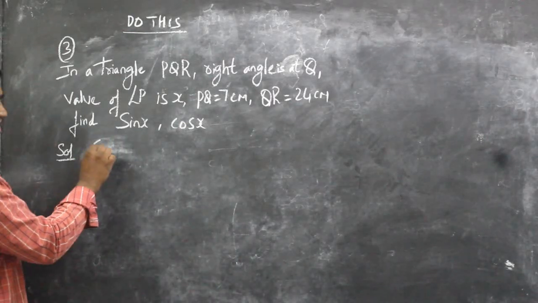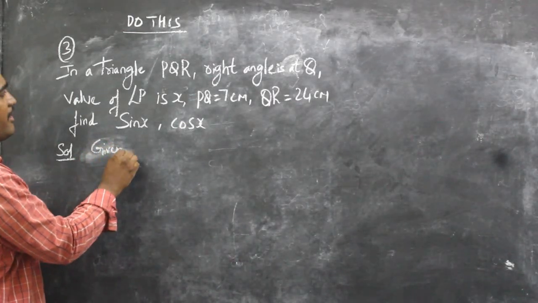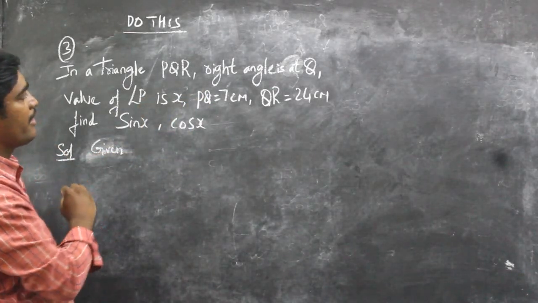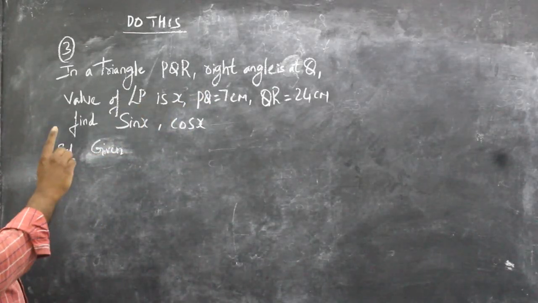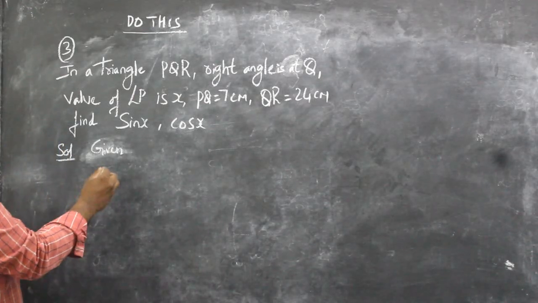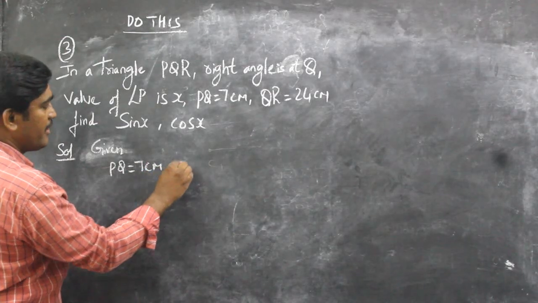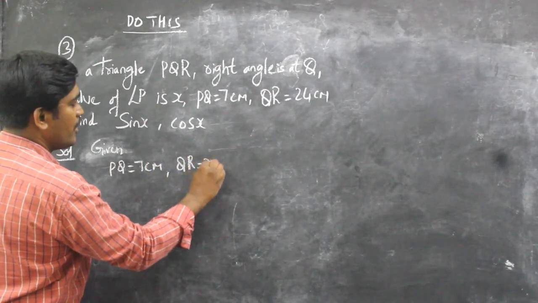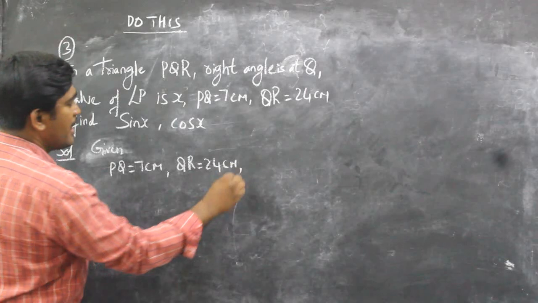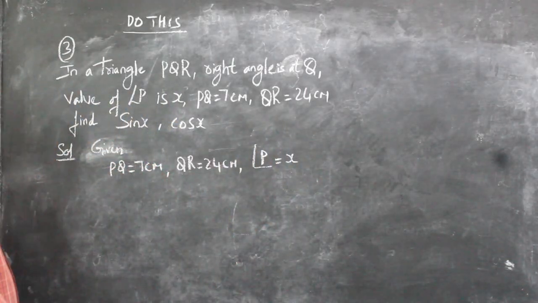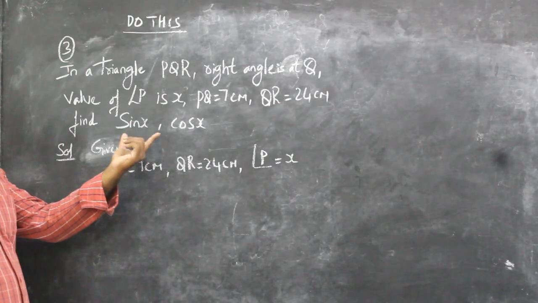So first, what is given? PQR is a right angle triangle where the right angle is at Q, and the values given are PQ equal to 7 centimeters, QR equal to 24 centimeters, and also angle P equal to X is given. Here the figure is not given.